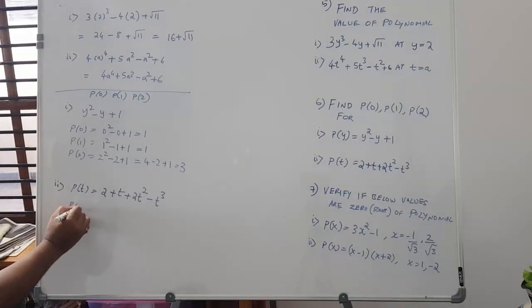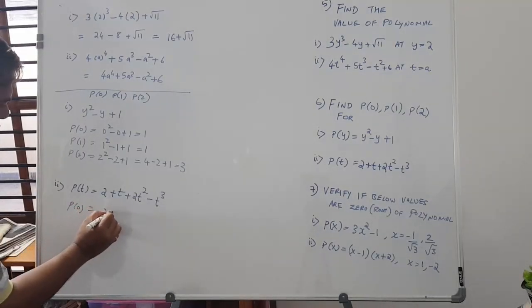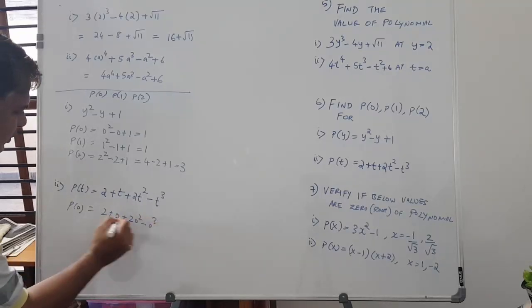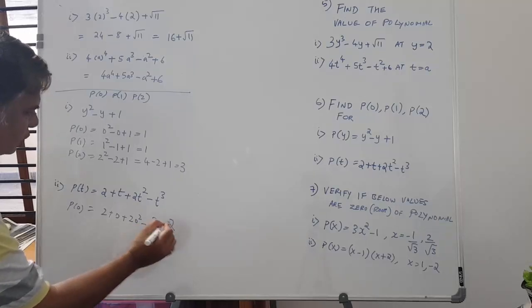So if we want p of 0, we have to substitute 0 for t. That gives us 0 here, 2 into 0 squared minus 0 cubed. So these are all zeros. That gives us 2. Okay.